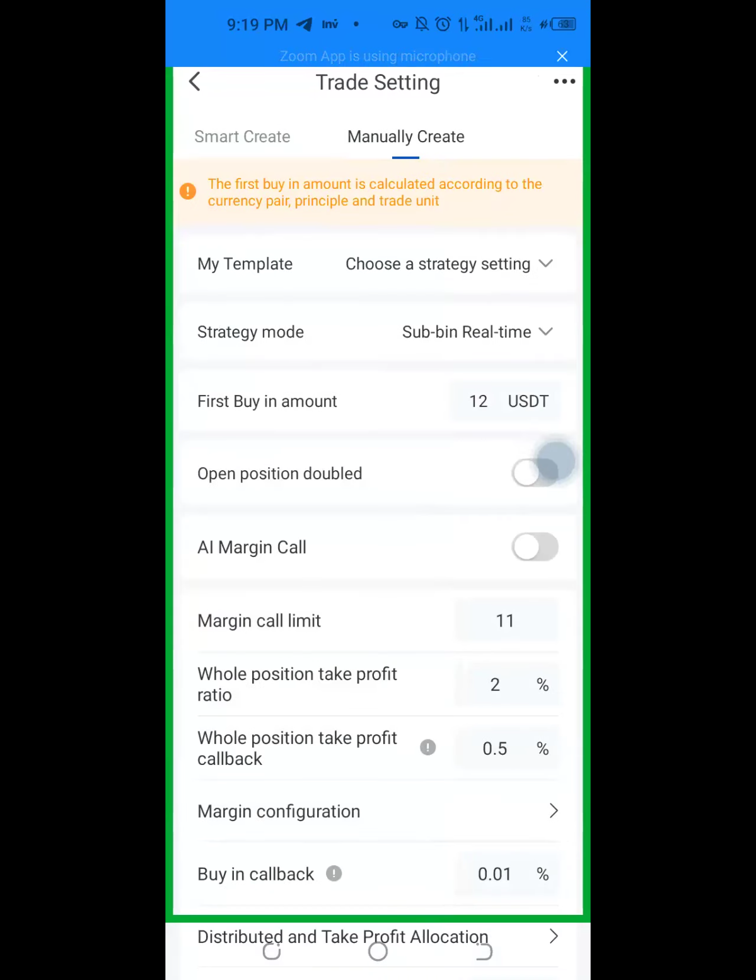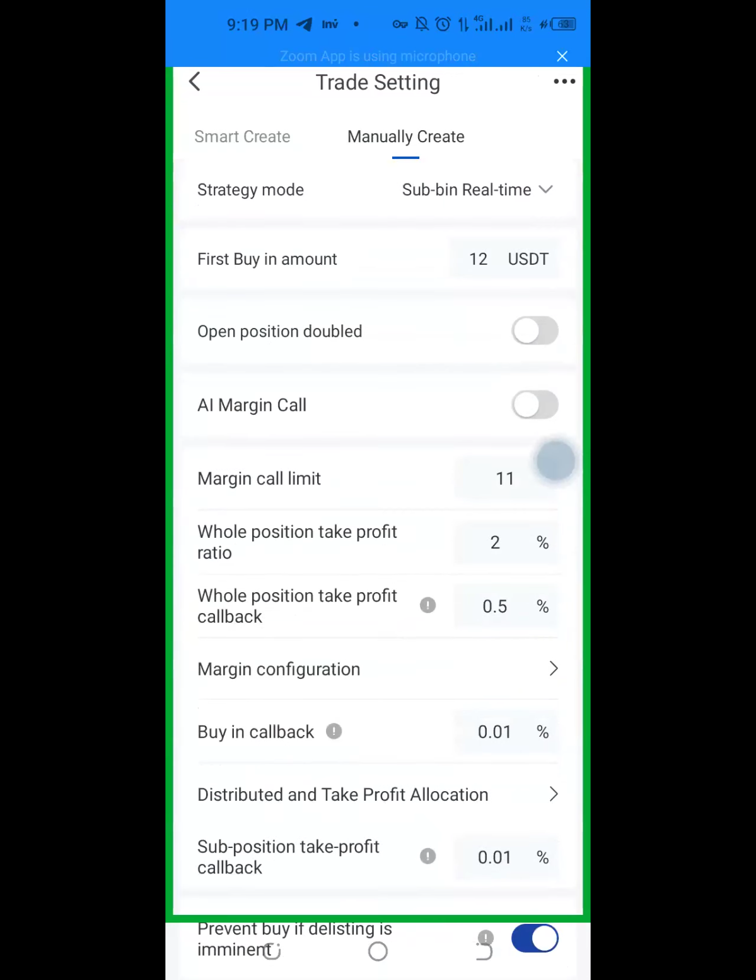That's why I now did 2%. My whole position take profit was 2%, and my whole position take profit cover is 0.5. That means that when the coin goes up, it's about going to 2%, but it didn't reach that 2%. If the candle pulls back by 0.5%, it just helps to sell. That's the meaning of this.